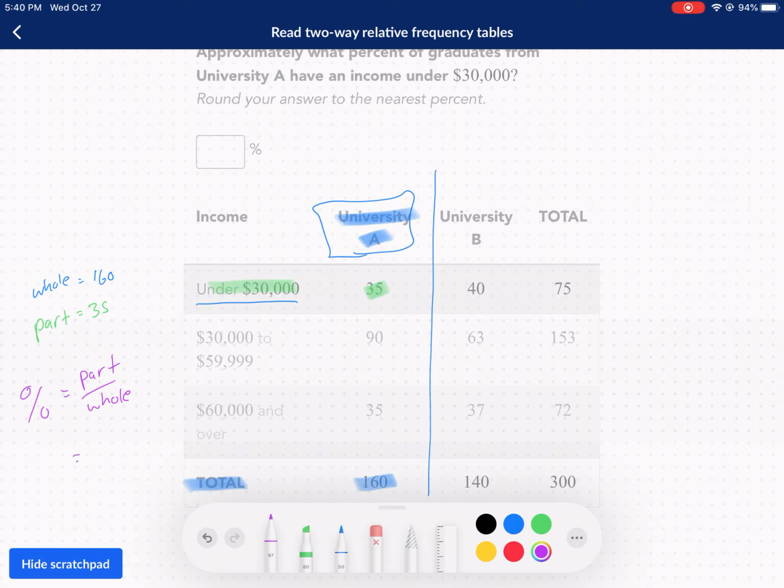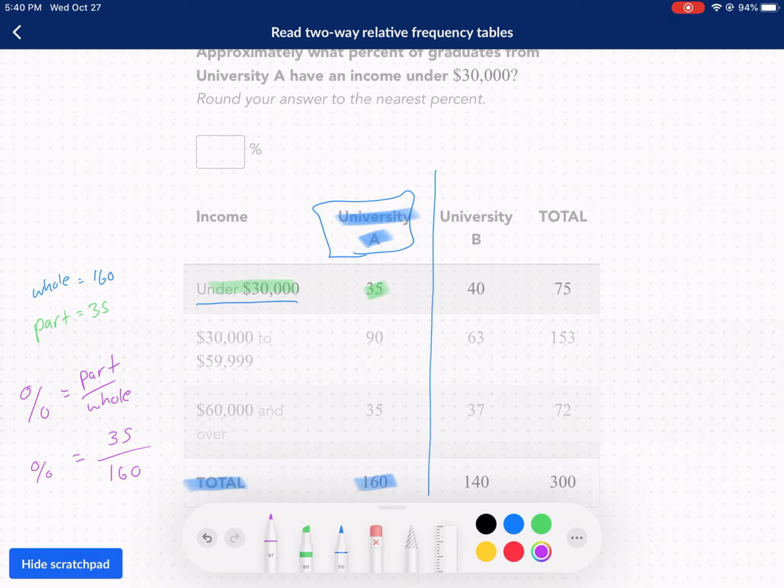So our whole is 160. That's the total University A. Our part is 35. So we can go ahead and divide that. And we're going to get a decimal when we do, and that's okay. We can easily convert that into a percentage by dividing and then multiplying by 100.